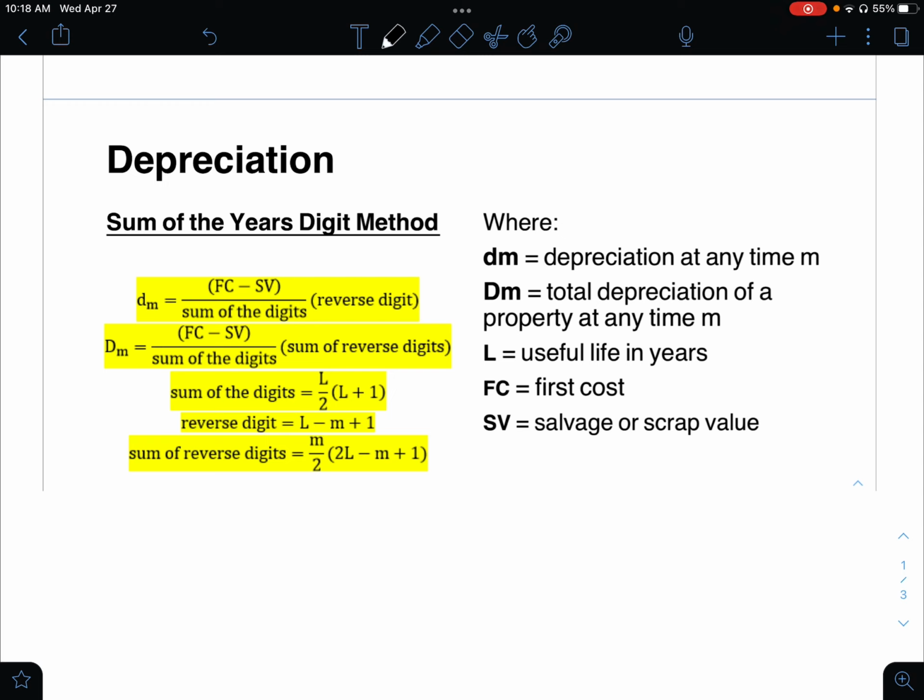DM, which is the depreciation at any time M, is the first cost minus the salvage value or the scrap value, divided by the sum of the digits, times the reverse digit. Later on we will be encountering new words here in the sum of the years method. The reverse digit divided by the sum of the digits is just equivalent to the depreciation factor.